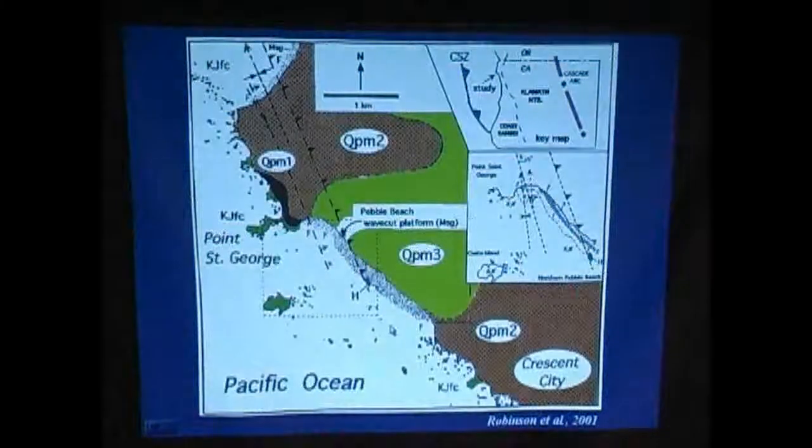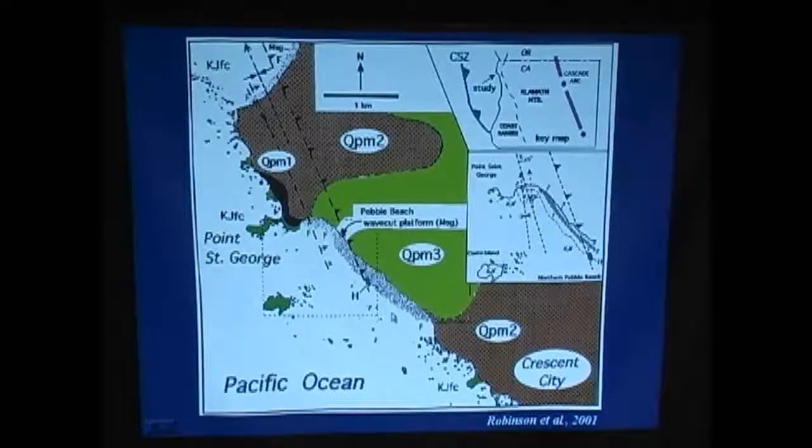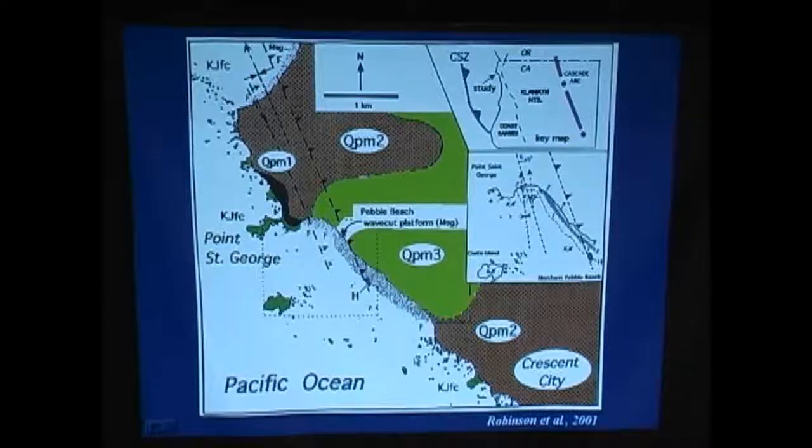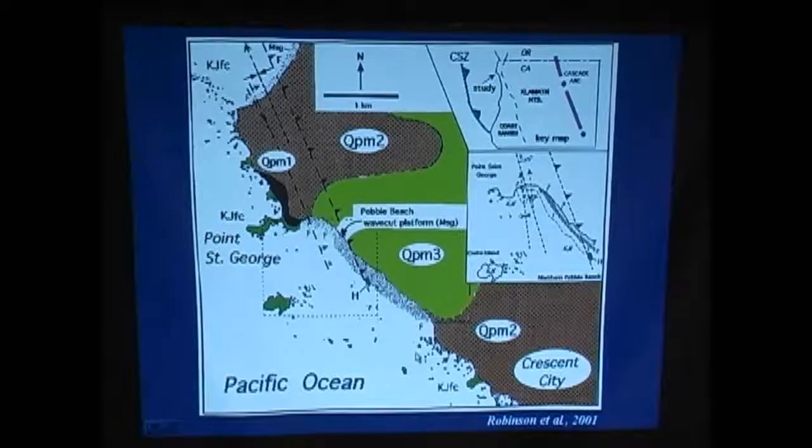Now we'll look at the St. George Formation, which is pretty fascinating. And I did a tremendous amount of work on the Mesozoic Franciscan complex, which is shown in green and very well exposed along the sea cliffs at Crescent City headlands. But it's not the purpose of this talk to talk about the Franciscan.